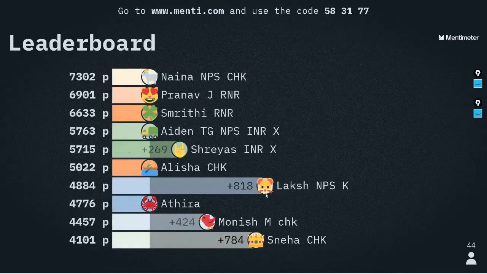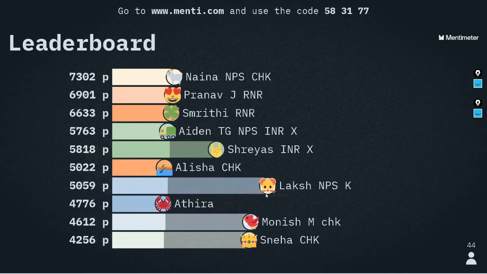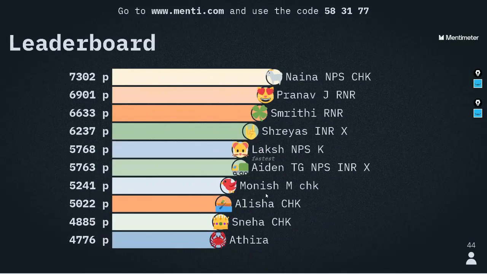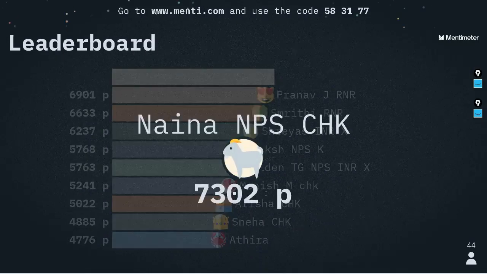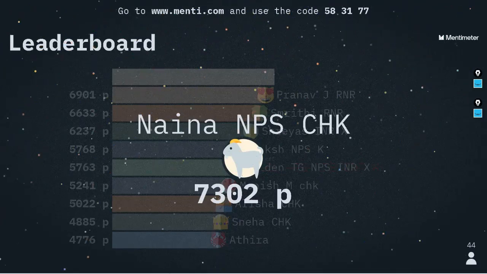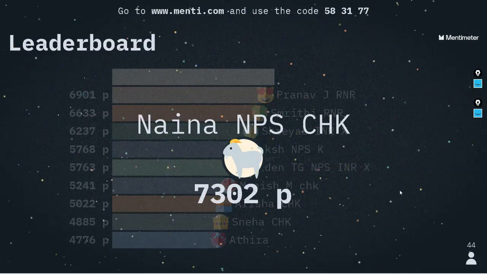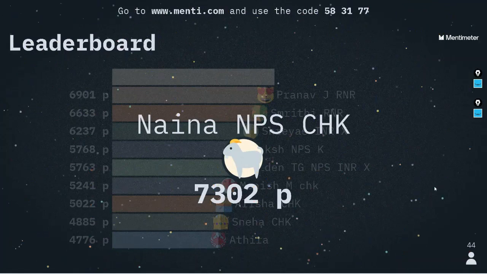Oh, so lots of people, but anyways, the tally doesn't change much. Good. So Nana is first, Pranav, Smriti, Shreyas, and who else? It's hidden. Daksh, I believe, then Aiden, then who is this? Monish, Alisha, Sneha. CHK people are clubbing up or what? All of you are together.